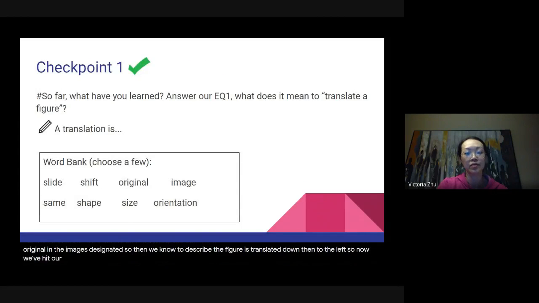So now we've hit our first checkpoint for lesson 2. So far, what have you learned? Let's answer our first essential question. What does it mean to translate a figure? And there's a sentence starter for you.